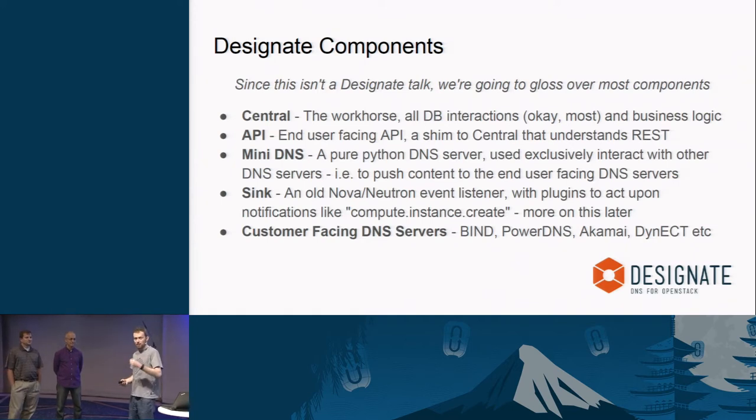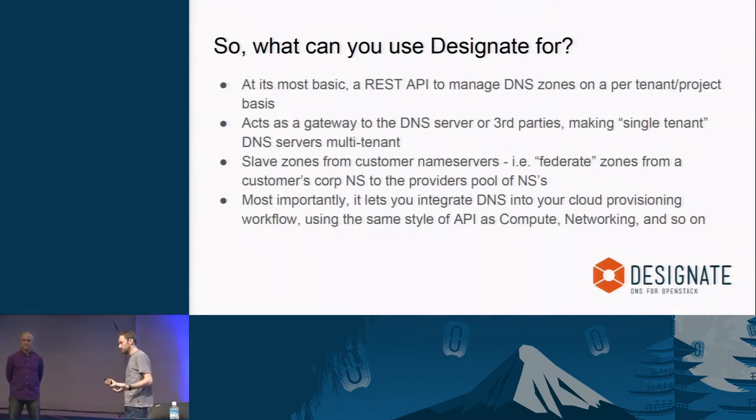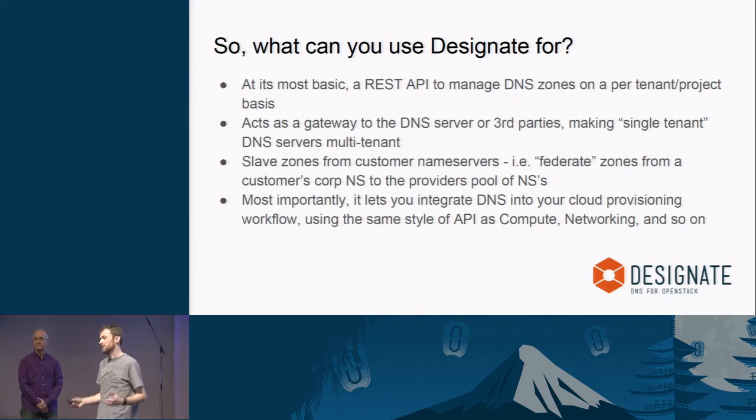And finally, the last main piece is the customer-facing DNS servers. We support more than bind, PowerDNS, Akamai, and Dynect, but those are kind of the main ones that people look at. So what can you use Designate for? You've got all of these DNS servers, PowerDNS, bind, Akamai. None of these things are multi-tenant. So the first thing we do is create a REST API that allows you to take your single-tenant DNS infrastructure and share it among all of your projects without risk of one tenant destroying or modifying another tenant's data.